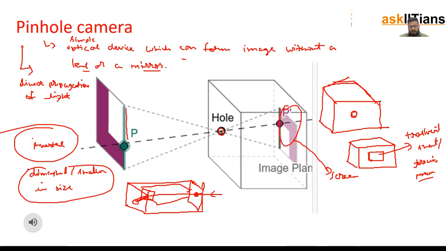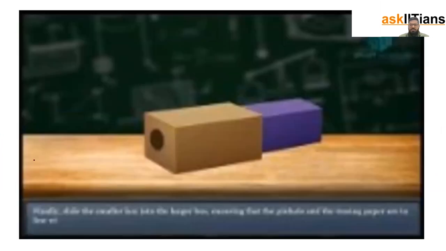Okay. And what is a pinhole camera? It's a simple optical device which can form an image without a lens or a mirror. And it is based on the principle of linear propagation of light, that light travels in a straight line path. That is clear? Okay, now we move towards the video first. Yes, I'm playing the video.